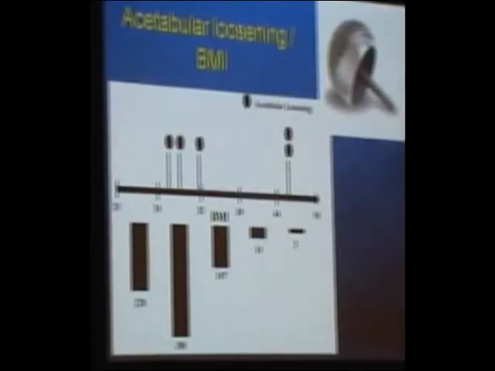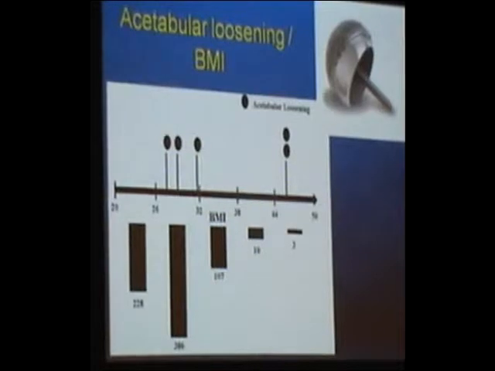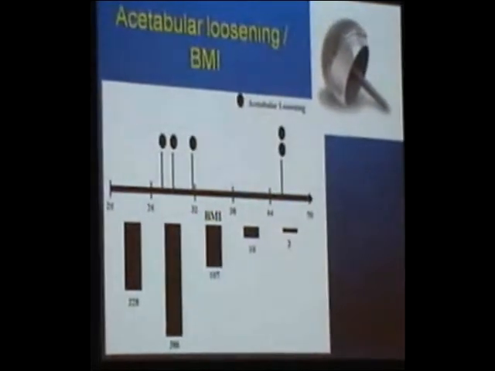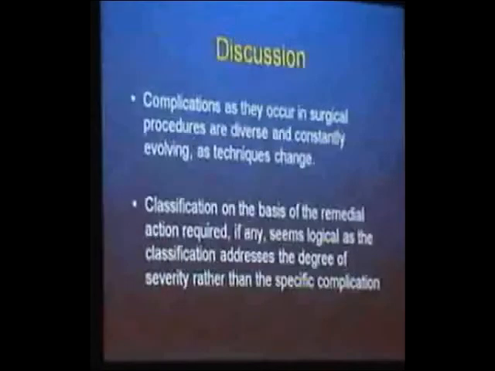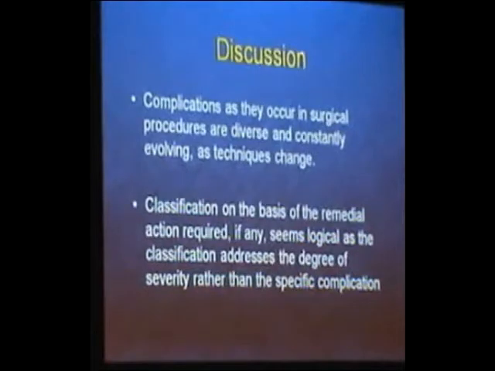In terms of the classification, complications as they occur in surgical procedures are diverse and constantly evolving as techniques change. So if we're going to compare complications from one technique to another or from one prosthesis to another, another type of classification needs to be used. And I think the Dindo classification, modified somewhat, has benefits. The classification looks at complications on the basis of the remedial action required rather than the name of the complication itself.